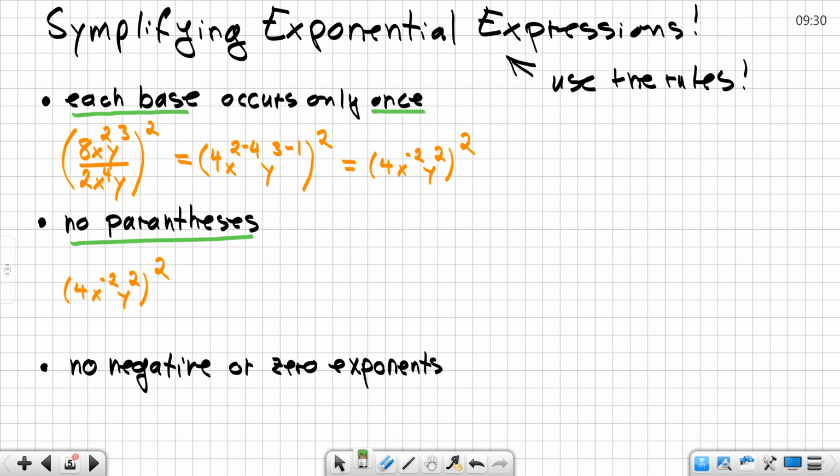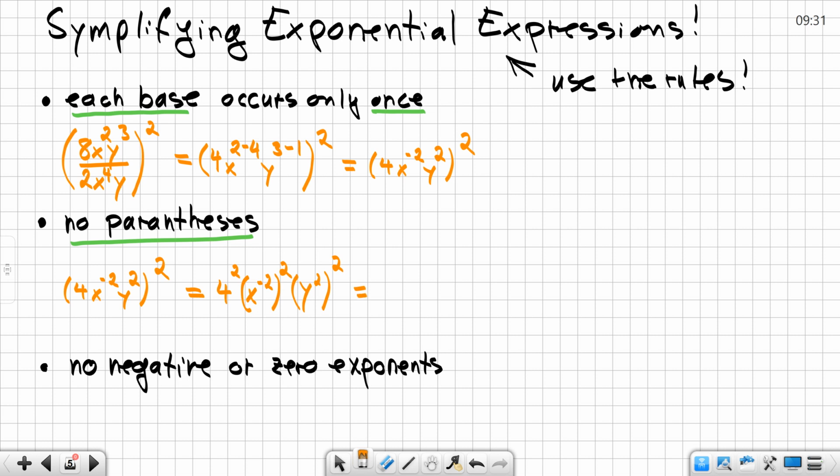And now we are opening up the parentheses. And you see what we have to do is just using the rules that we have learned before. The only additional thing really was this negative exponent, which comes in the last step. So I have 4 raised to the second, x raised to the negative second, raise that one to the second, y raised to the positive second, raise this one to the second. Everything gets the exponent of 2.